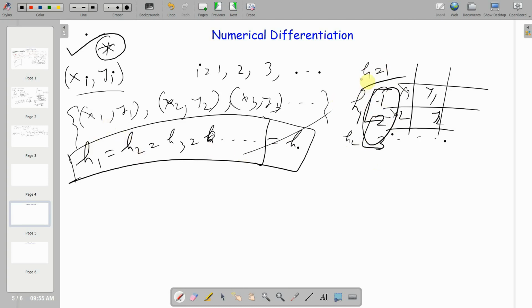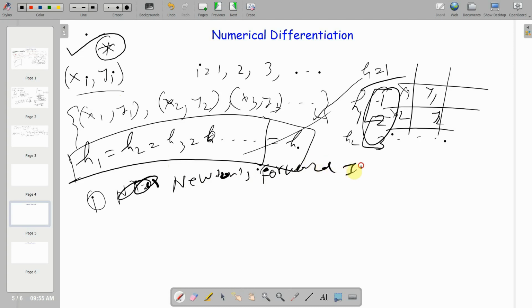If these things happen, then we can use two methods. We can do Newton's forward interpolation, or the second one would be Newton's backward interpolation formula.